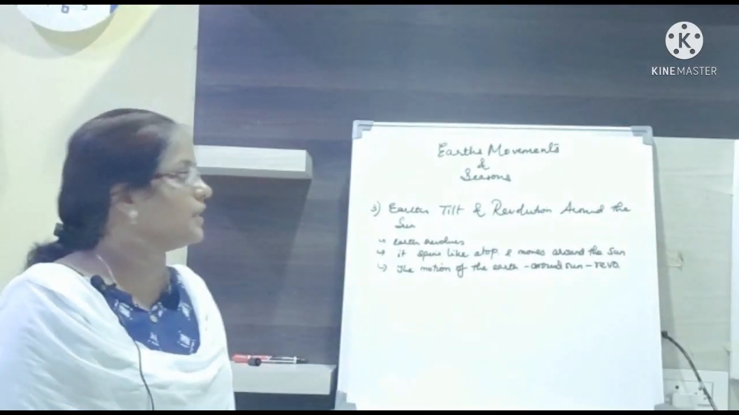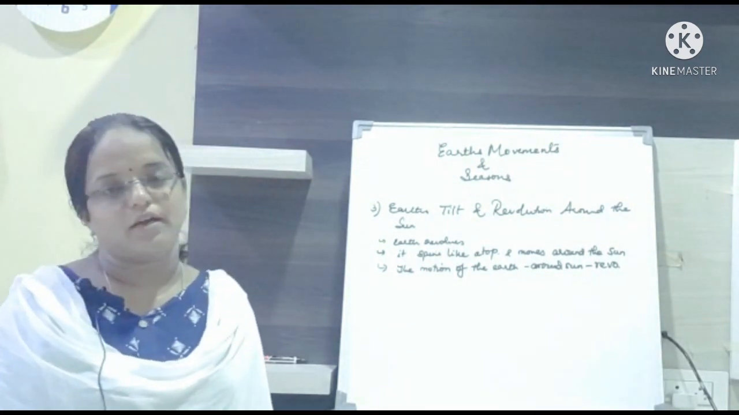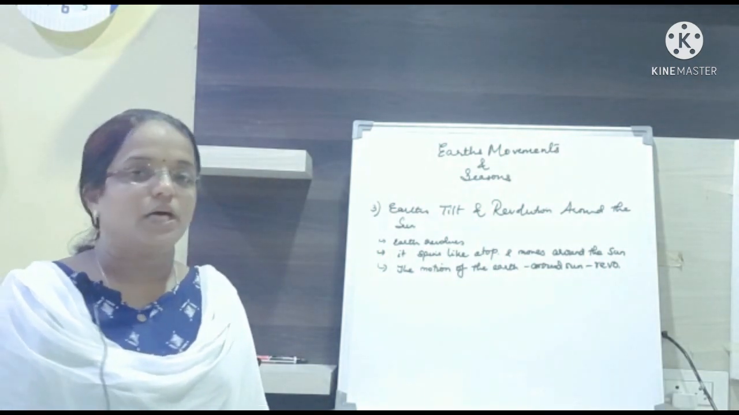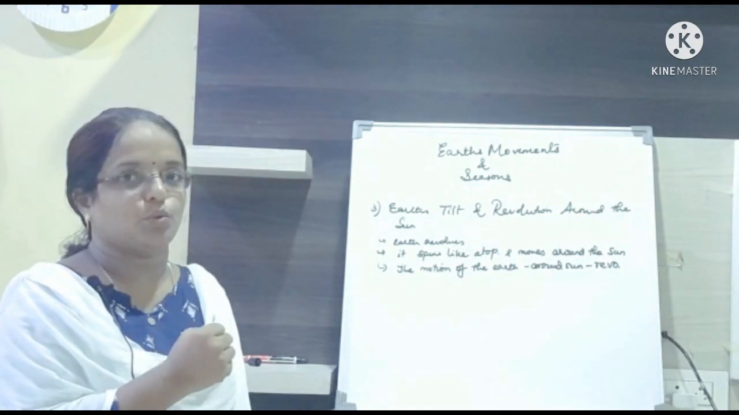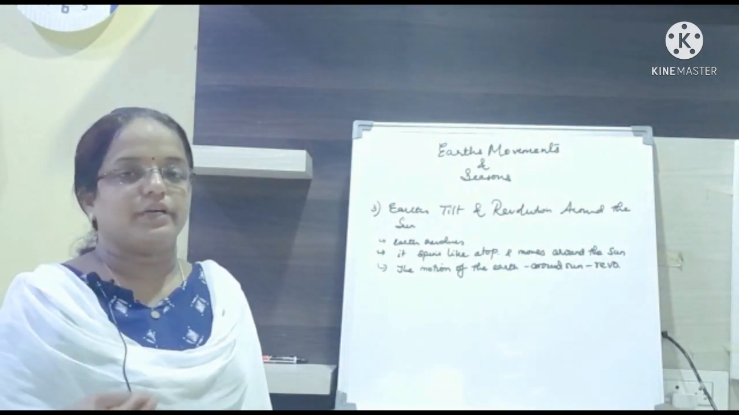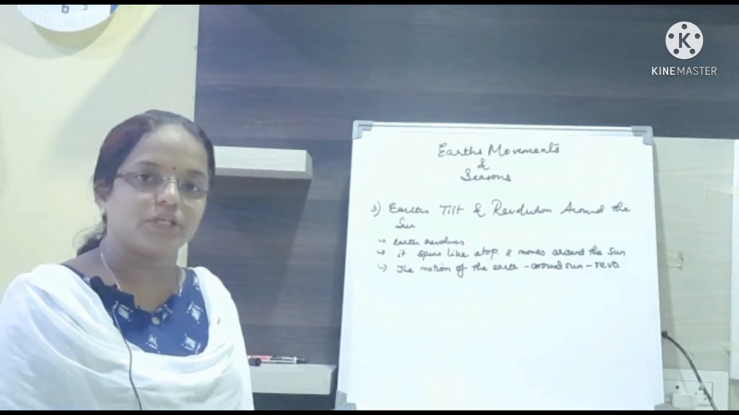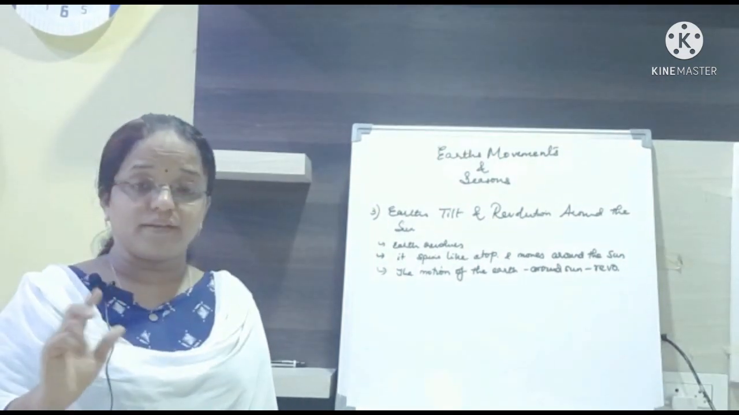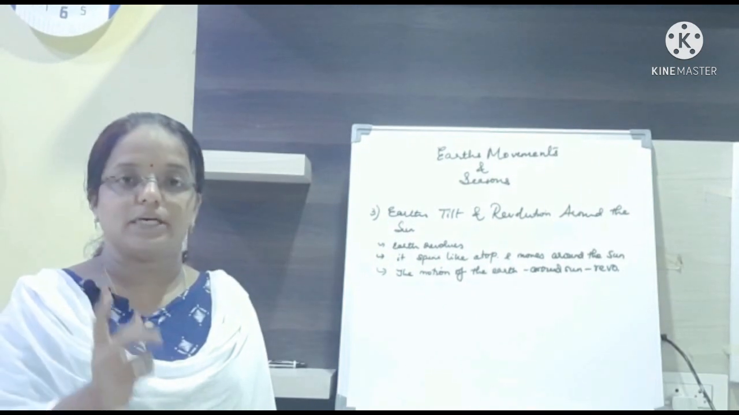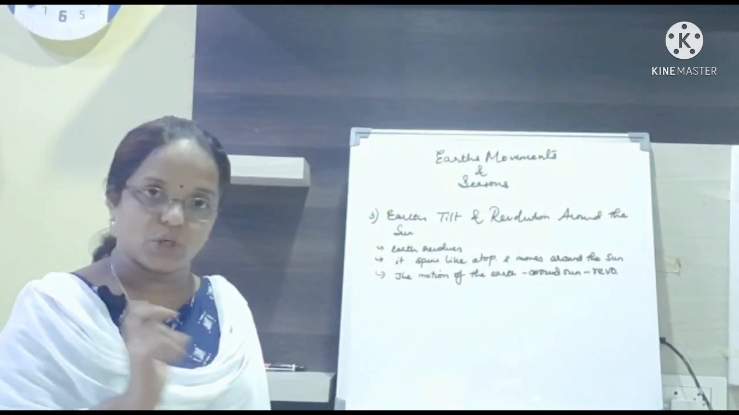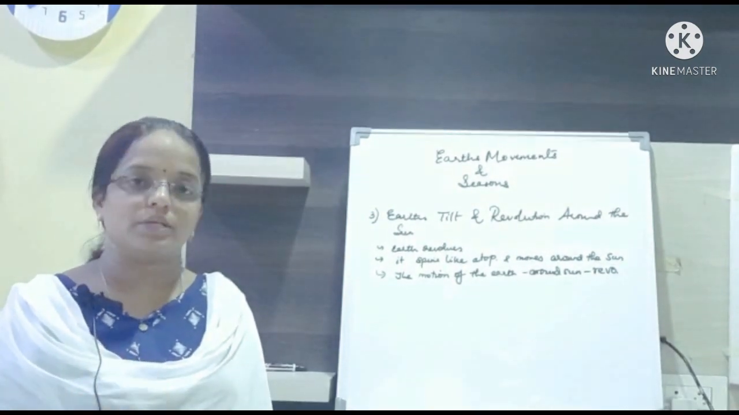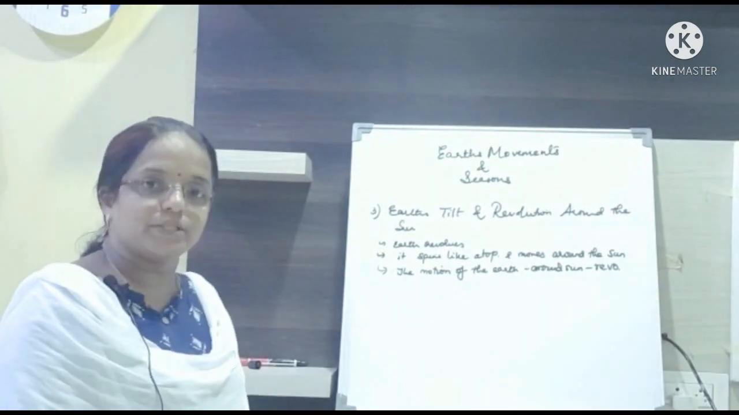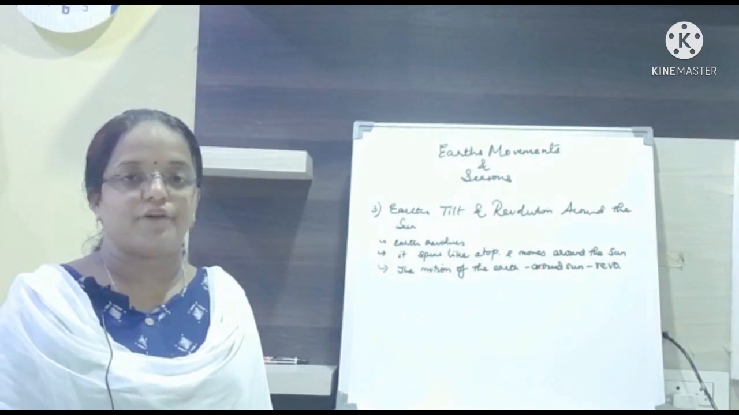The third reason is the earth's tilt and revolution around the sun. As we all know, earth rotates on its own axis and at the same time earth also revolves around the sun too, isn't it? For the rotation it will take 24 hours and for the revolution it will take 365 days and 5.56 hours. The rotation of the earth around the sun is known as revolution, isn't it? And for this revolution, it is going to take 365 days and 5.56 hours.